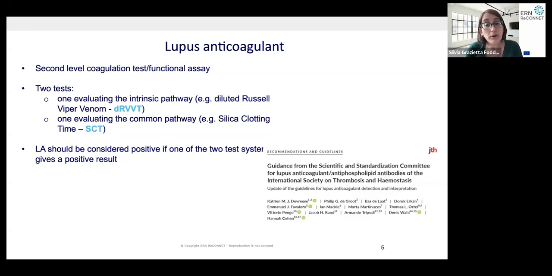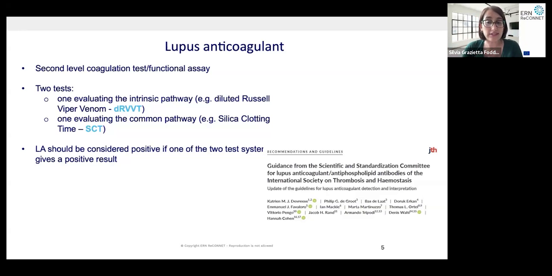Another thing that I want to point out is that, as I told you, we are measuring a functional assay. So for us, it's now clear that lupus anticoagulant is a group of antibodies. It's not just one antibody, because what I'm going to measure is the ability of this type of antibody to determine a biological function, so a prolongation of the clotting time.